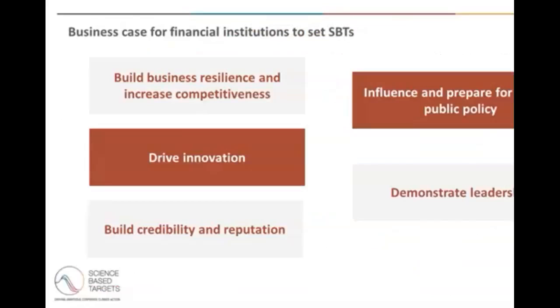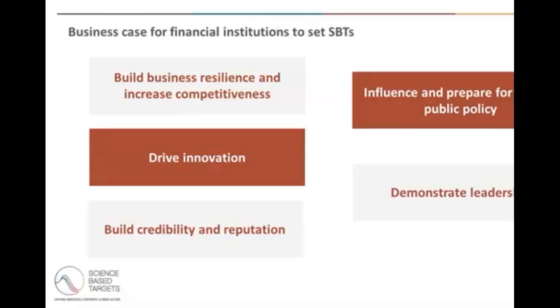Before we jump into the rest of the presentation, let me give you an overview of the business case for financial institutions to set science-based targets. Financial institutions play a key role in helping us transition toward a low-carbon economy. By lending and investing, they have the power to redirect capital towards sustainable solutions and to influence companies to reduce their carbon emissions. By setting science-based targets, financial institutions can also gain key benefits, the first one being building more resilience and increased competitiveness. When applying the methods to set science-based targets, financial institutions are better prepared and better equipped to identify climate-related risks and opportunities.